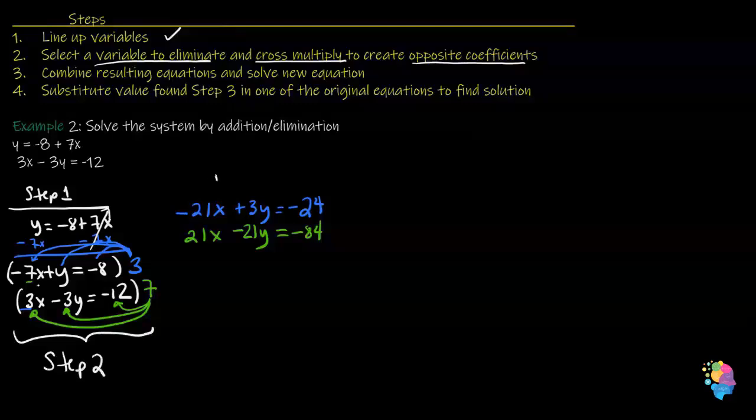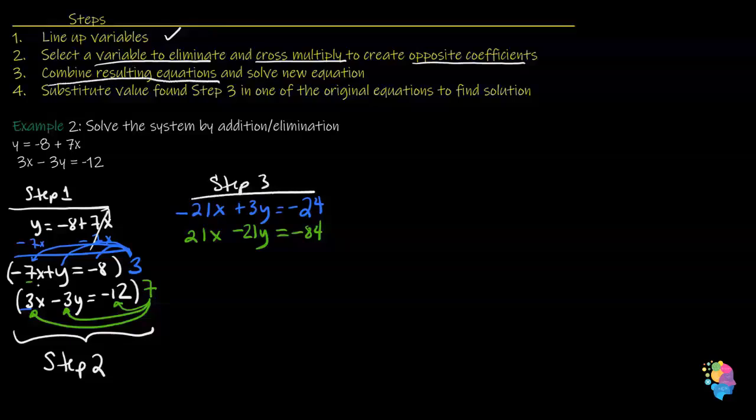Let's move now to step 3. And this is to combine the resulting equations. So let's combine them. From left to right, minus 21 and positive 21. Different signs, we subtract. So 21 minus 21, it will go to 0, gets eliminated. Positive 3 and minus 21, different signs, we subtract. We keep the sign of the largest. So this will be negative 18y. And on the right side, I have negative 24 and negative 84. Well, this is the same sign. That means that we add and keep the sign, giving us negative 108.